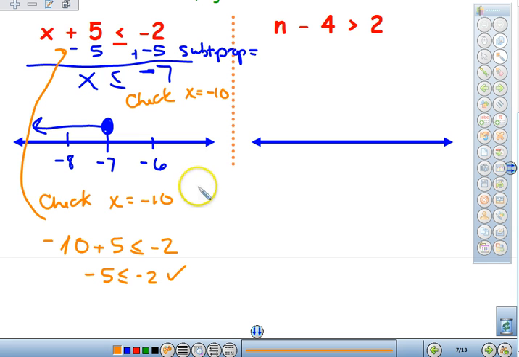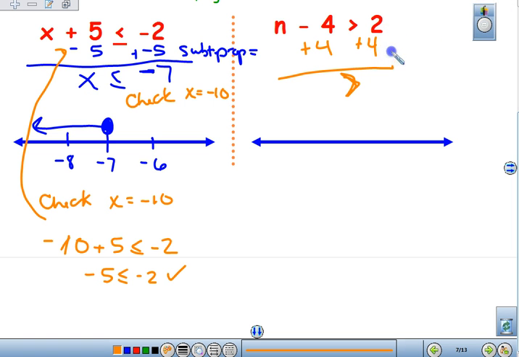So the key thing in the check: pick a number that makes it true. Here we're going to add 4 to both sides. What property lets us add 4 to both sides? Make sure you keep the inequality; it doesn't become an equal sign. And this would be our addition property of inequality.